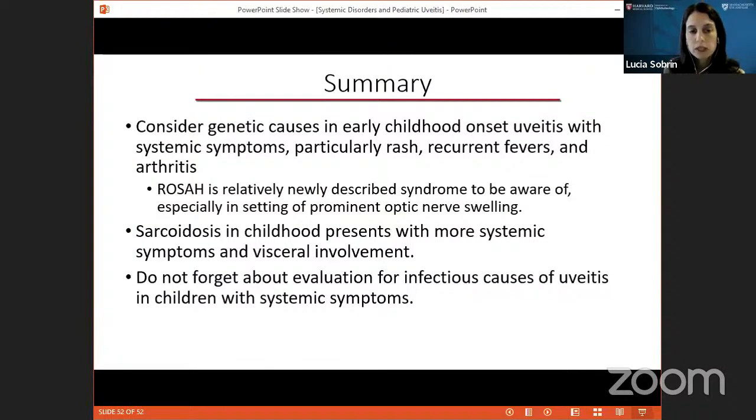So in summary, consider genetic causes, especially in patients presenting very early in childhood with uveitis and systemic symptoms that are suggestive of one of the autoinflammatory conditions, particularly rash, recurrent fevers, and arthritis. Recognize that ROSA is a relatively newly described syndrome to be aware of, especially in the setting of prominent optic nerve swelling. Sarcoidosis in childhood presents with more systemic symptoms and visceral involvement than what we see in adults. And don't forget to evaluate for infectious causes of uveitis in children with systemic symptoms.